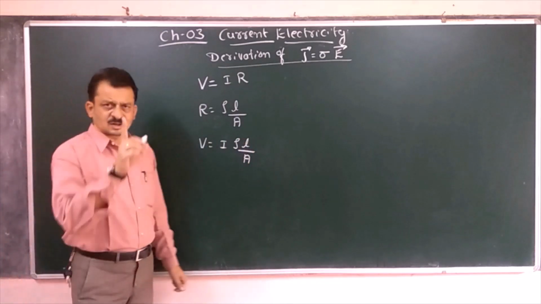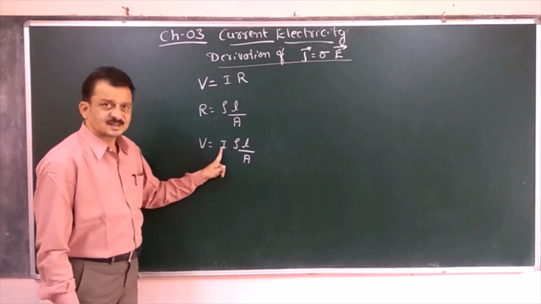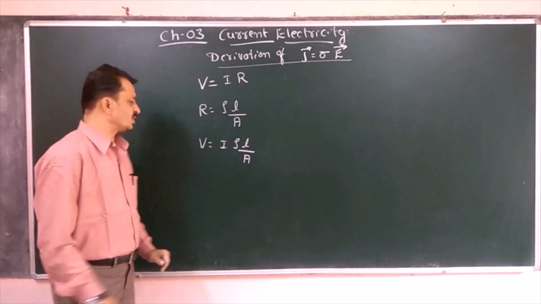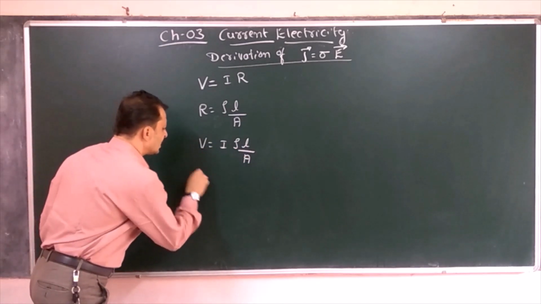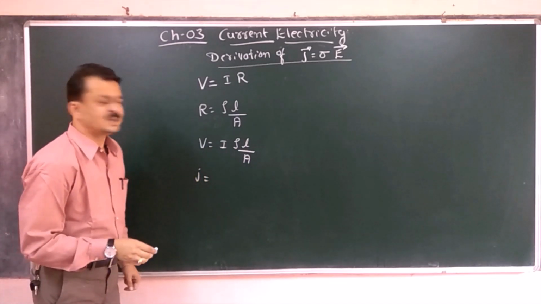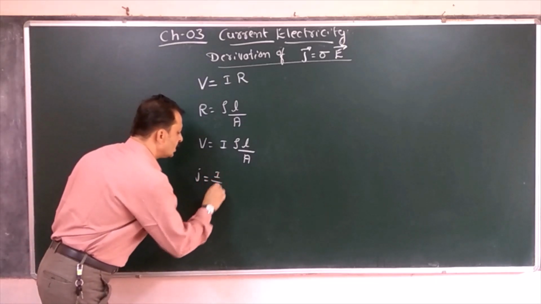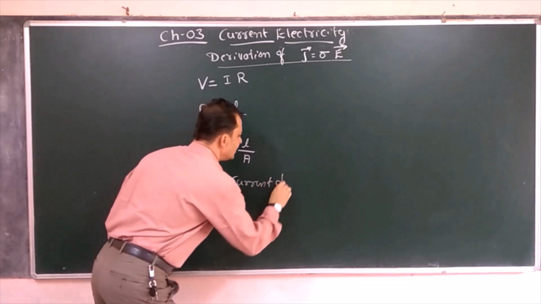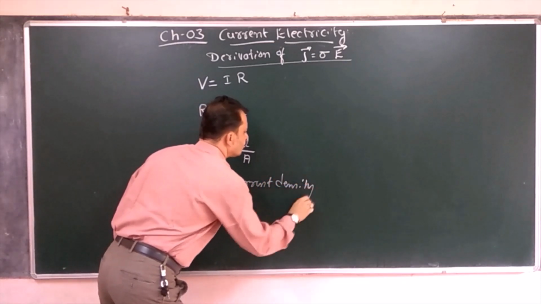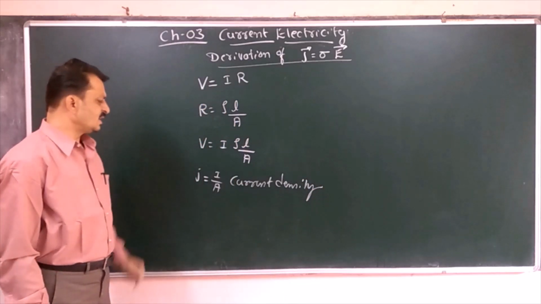Now let me define one quantity, that is I by A. I is the current and A is area of cross section. So that I by A, I will call it as current density. Current density, that is denoted by the letter J, that is equal to I by A, is called current density. Current per unit area is called current density.